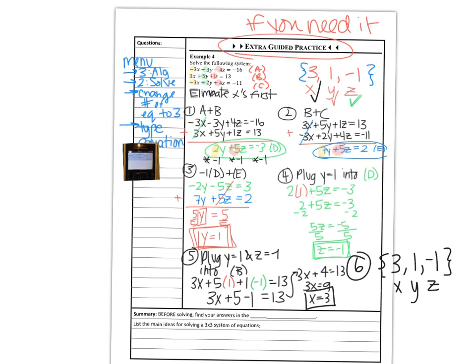If you have any questions, please let us know. This, again, was just an extra guided practice. You should be practicing on your own. Make sure that you fill out this summary to list the main ideas and what you should do before solving, finding your answers in the blank.